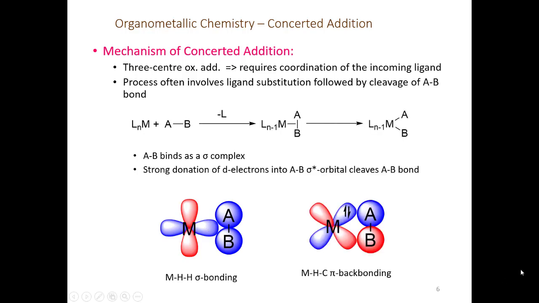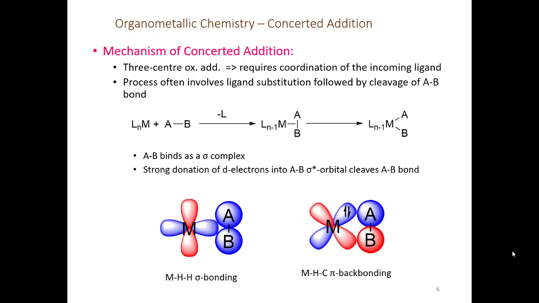And then you get strong back donation of d electrons into the AB sigma star antibonding orbital, which, if this is a weaker bond, is lower in energy and more accessible to those d electrons. This then cleaves the AB bond. These electrons are formally donated to A, and you form an M-A bond. And then these electrons go between the metal and the B ligand and form an M-B bond.